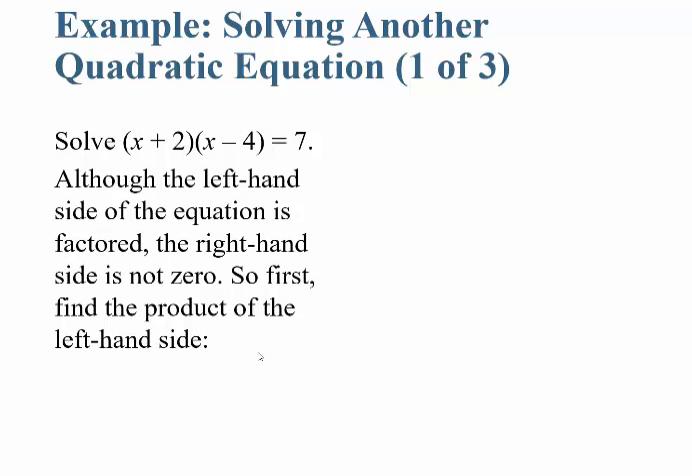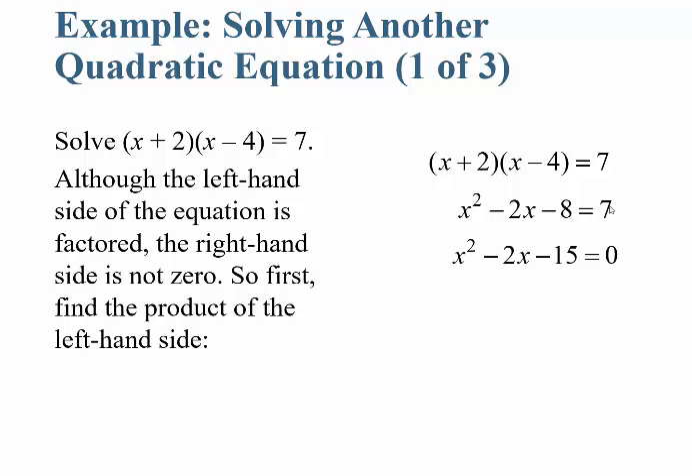All right, let's try this one. (x plus 2) times (x minus 4) is equal to 7. While the left-hand side of the equation is factored, the right-hand side is not 0. So the first thing you need to do is find the product of this. When you find the product, it becomes x squared minus 2x minus 8. Now you must set this equal to 0 by subtracting the 7 over. So if it wasn't equal to 0, FOIL this out, subtract the value over, get it set equal to 0. Now refactor this. So this will refactor into (x minus 5) times (x plus 2).